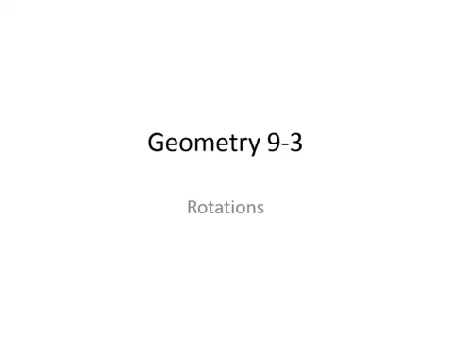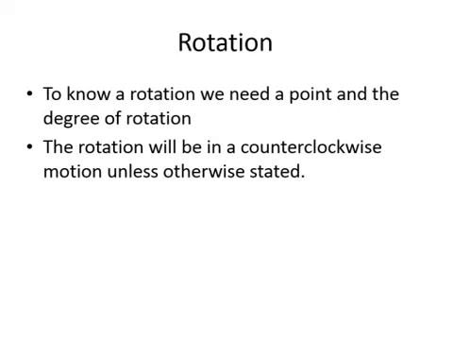Moving on to our next section, section 3, we're dealing with rotations. Okay, so rotations. To know if we have a rotation, we need a point we're rotating from, and we need how far something is being rotated. Anytime we have a rotation, we need to know the point and how far it's being rotated, the angle, either in degrees or radians.